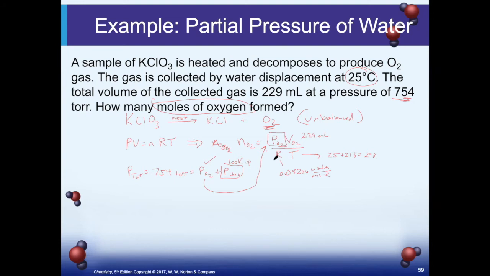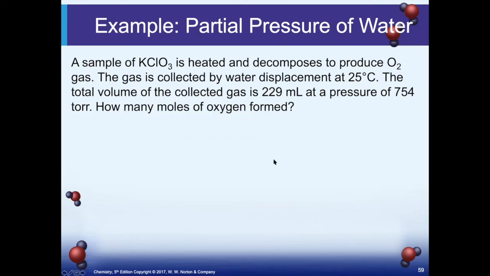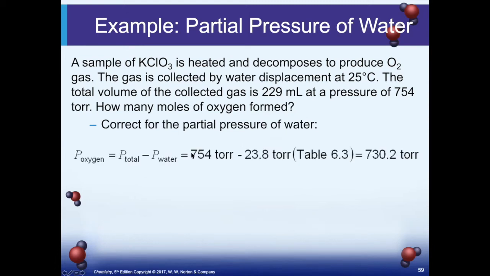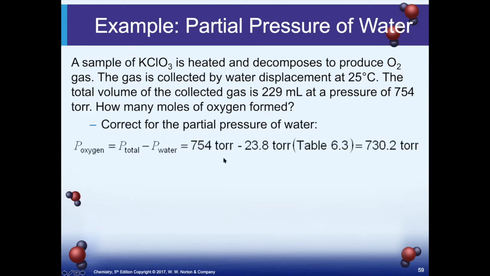Okay, so now I'll erase all that and I'll show it to you in PowerPoint. We're going to correct for the partial pressure of water first. The total pressure is 754, and so I need to subtract out that vapor pressure, which is something that I look up in a table, or Google it on the internet, and it turns out that at 25 degrees, it's 23.8. So you subtract those two numbers, and you get a pressure of 730.2 torr.